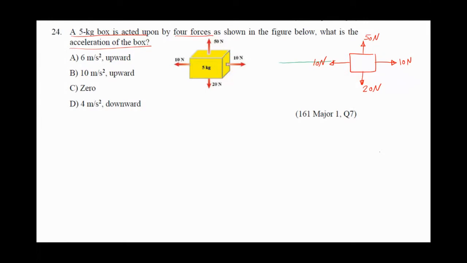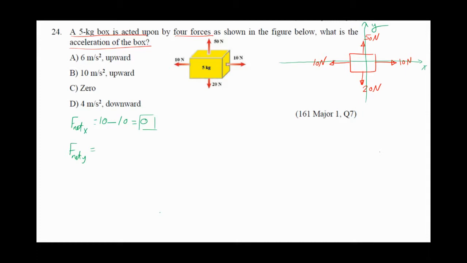I will draw the x-axis and the y-axis. Then I need to get the net force in the x direction and the net force in the y direction. In the x direction, I have two forces, 10 Newton and 10 Newton. So 10 minus 10 is 0. So there is 0 Newton in the horizontal direction.